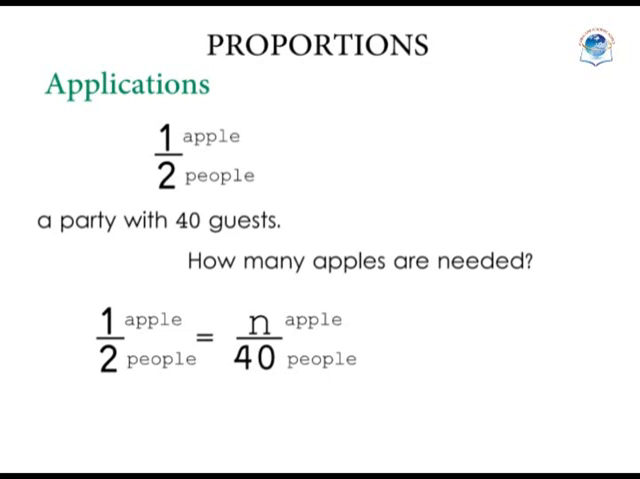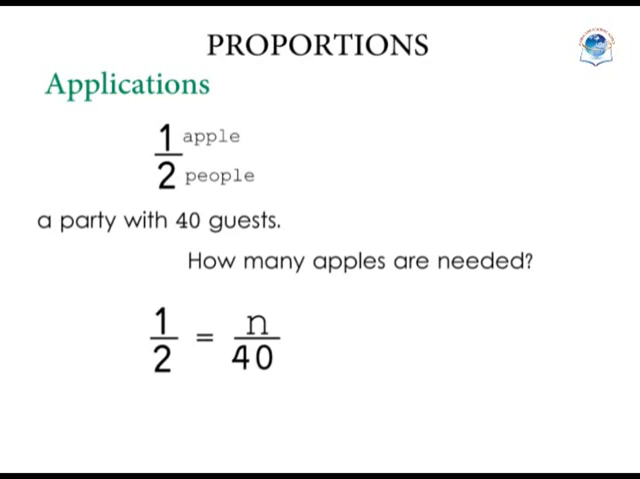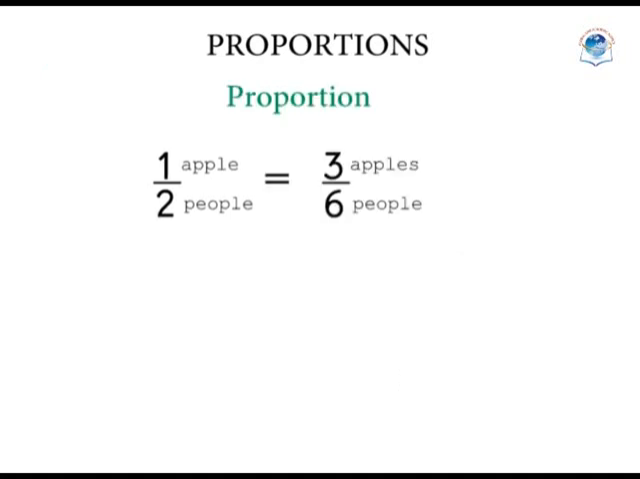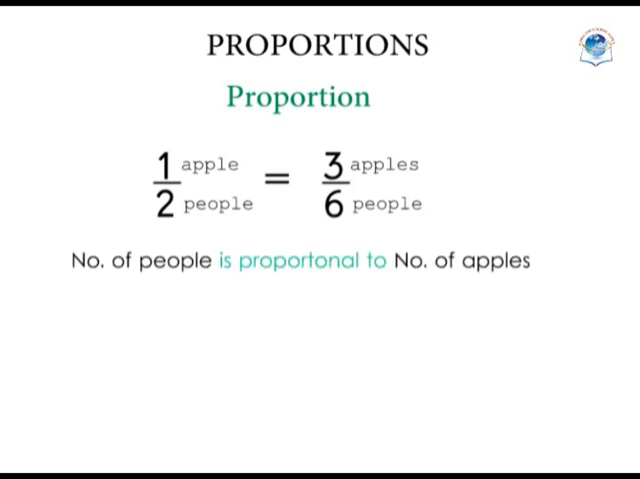So we shall have 1 over 2 is equal to n over 40. If we cross-multiply, 2 times n is 2n. 1 times 40 is 40. So to find n, we divide either side of the equal sign by 2, and that gives us 20 apples. The items represented in a proportion are said to be proportional. So the number of people and the number of apples are proportional.